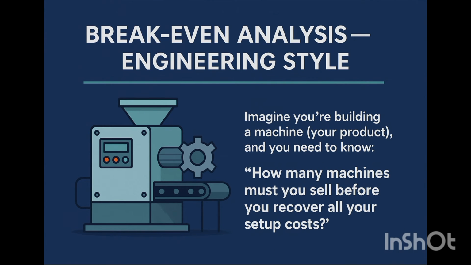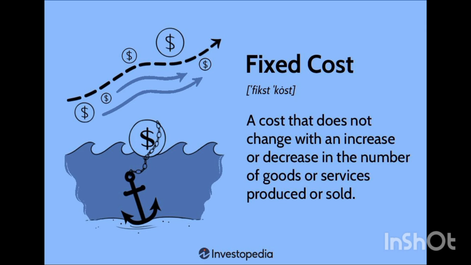So, break-even analysis in engineering style. Imagine you are building a machine or a product and you need to know how many machines you must sell before you recover all your setup cost. So, what is the break-even point you will get? You want this answer. Fixed cost is a cost that does not change with an increase or decrease in the number of goods or services produced or sold. For example, you are making a juice machine.